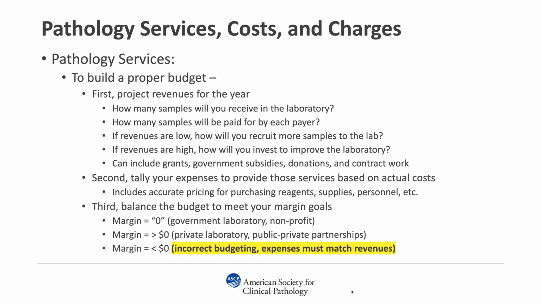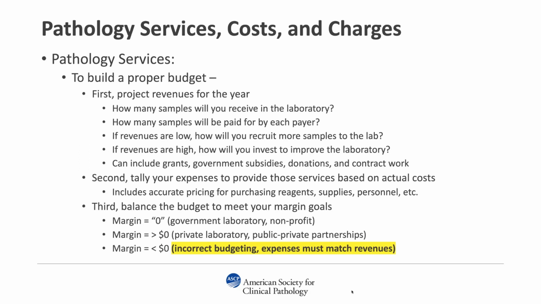So how do you project revenues? Well, how many samples do we think we're going to receive? Are we going to receive more than last year? How many samples will be paid for by each payer? Now, remember, a payer could be the government paying for all of it at once. It could be 3 different kinds of insurance paying at 3 different levels. It could be individual patients paying for their own services. But whatever that is, you want to say, how many of those samples are going to be paid for, and what does that look like?